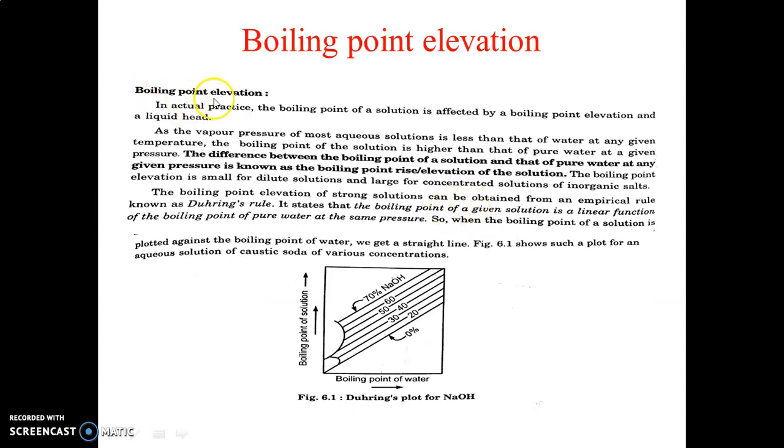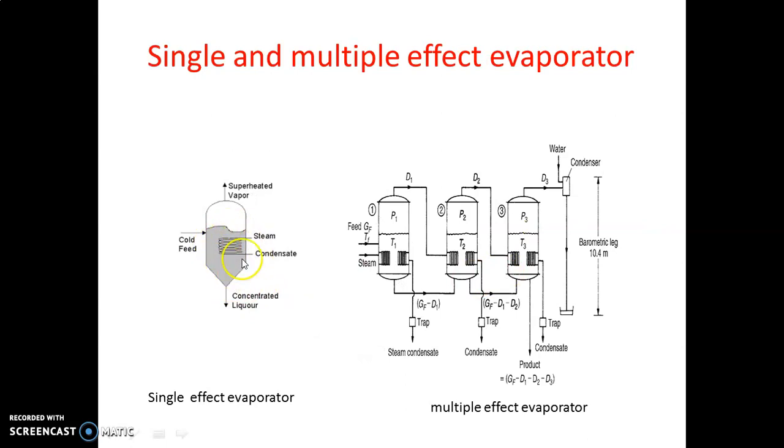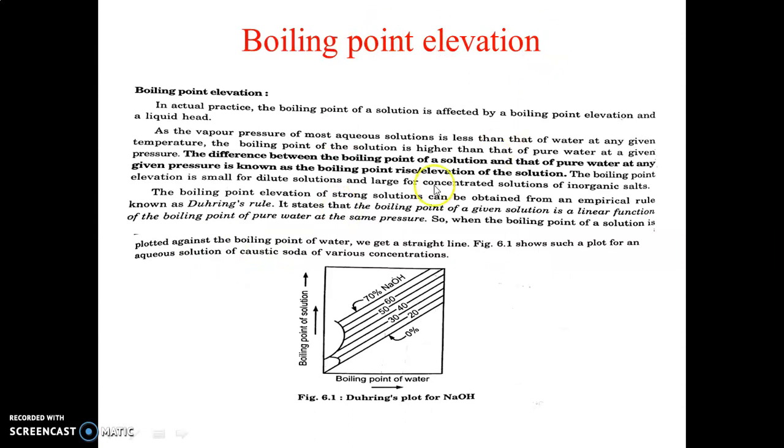Then there is another term known as the boiling point elevation. So what is meant by boiling point elevation? The difference between the boiling point of the solution and that of pure water at a given pressure is known as boiling point rise. Sometimes it is called a rise or elevation of the solution. That means what is the boiling point of the solution in that evaporator at a given pressure? Suppose here there is a solution. At the same time, what is the boiling point of pure water at the given pressure? If we subtract these two, then we get the boiling point elevation, or boiling point rise.